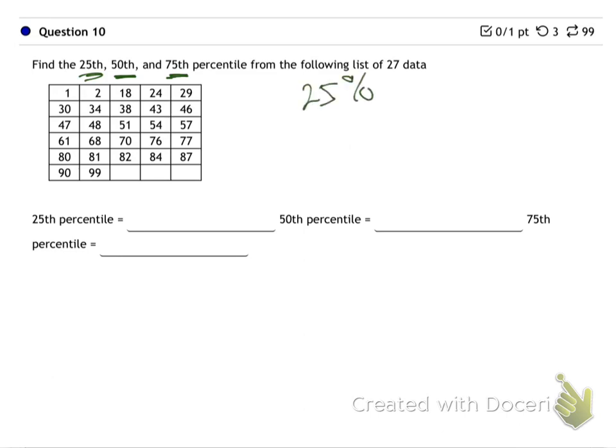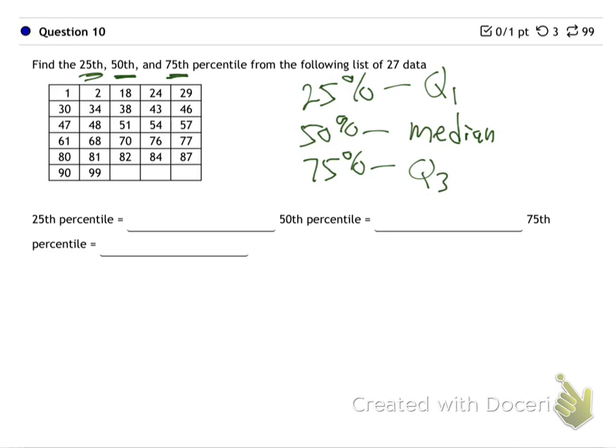25% of the way through the game is the same thing as being at the end of the first quarter, isn't it? What if I say to my wife, honey, I'm 50% of the way. The game's 50% over. Where are we at? Halftime, the middle, the median value. If I say, hey, honey, the game is 75% of the way over, where am I? End of the third quarter.